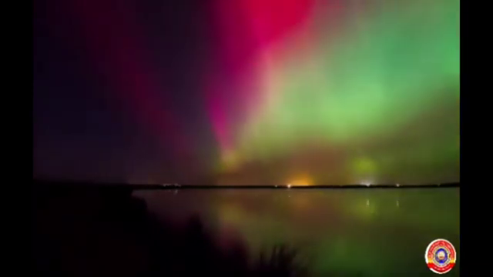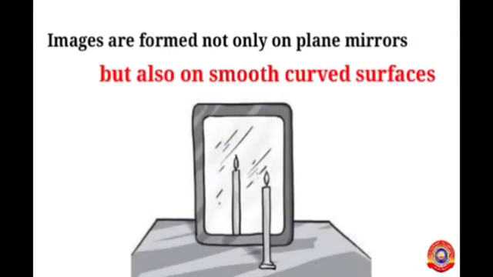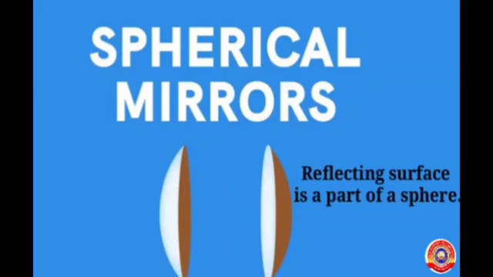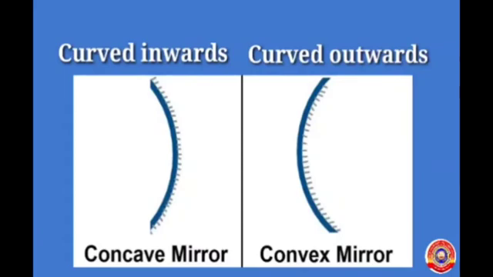In the previous year, you have already learned that images are formed not only on plane mirrors but also on smooth curved surfaces. Did you remember that? And also you have studied about spherical mirrors. Spherical mirrors are mirrors in which the reflecting surface is a part of a sphere. If the reflecting surface is curved inwards, then this type of mirror is called a concave mirror. And if the reflecting surface is curved outwards, then this type of mirror is called a convex mirror.